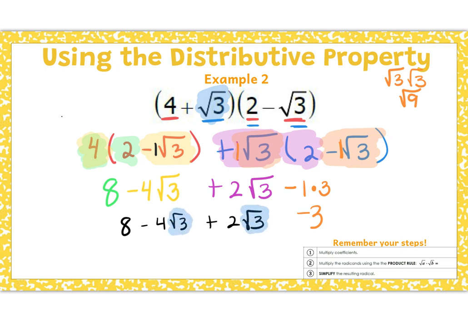I also notice that I have something that I can add or subtract because I have same radicand with the same index. So that means that I can add negative 4 plus 2. That is going to give me negative 2. We can keep square root of 3. I also notice that I have 8, a whole number, and 3, a whole number. So I can combine like terms. 8 minus 3 gives me 5. So plus 5. That would be my final answer.